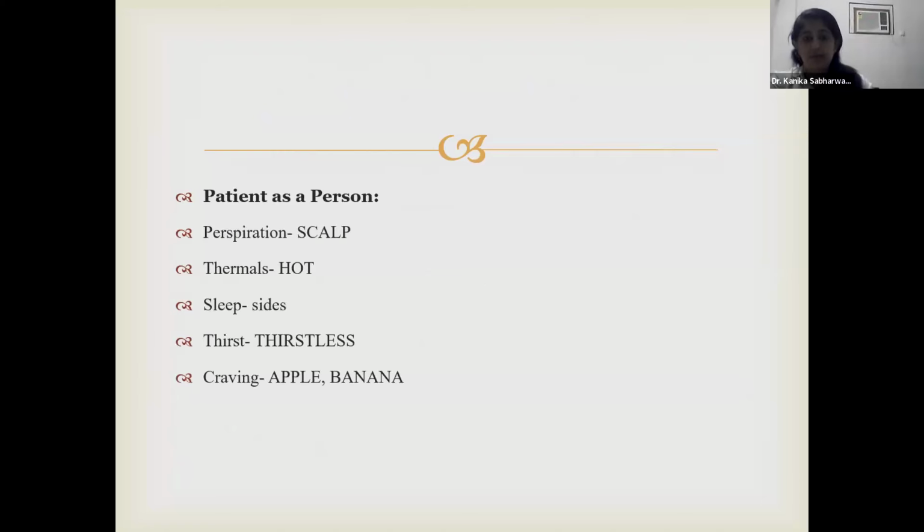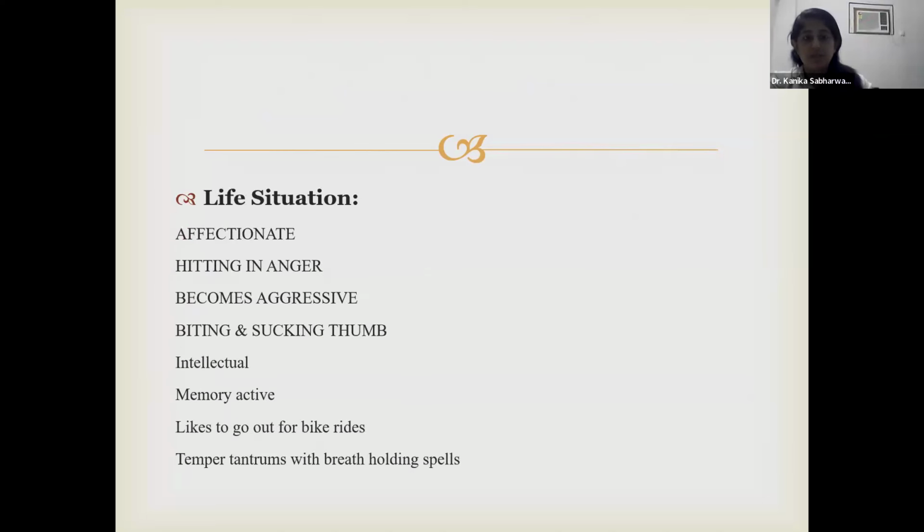Important generals, perspiration scalp, thermally hot, sleep position sides, thirstless, and craving for fruit. Observations of the parents, he is affectionate on one side, but when he's angry or when he's frustrated that he can't do something, he becomes aggressive. He bites himself and others, thumb sucking. Mother says his memory is good, he understands, but he cannot execute. Loves going out of the house, loves the bike rides that his father takes him on, and is prone to temper tantrums with breath holding spells.